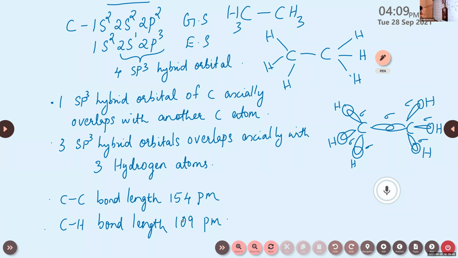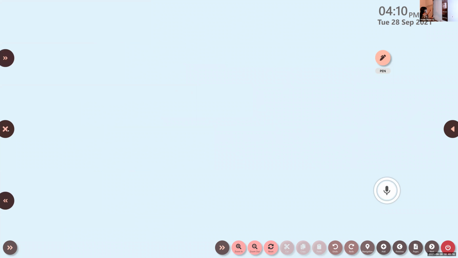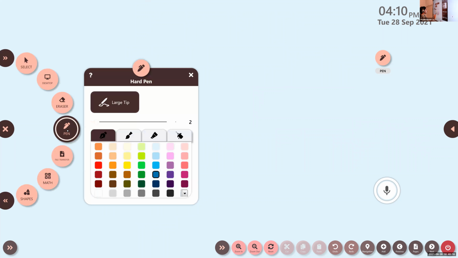Have we completed this one? Yes, ma'am. It's clear, right? Any doubt? If you have any doubt, you can ask me. Do you want to repeat it again? Clear, right? Okay. The next example is about the ethene molecule, C2H4. So write down the next example, that is the ethene molecule.